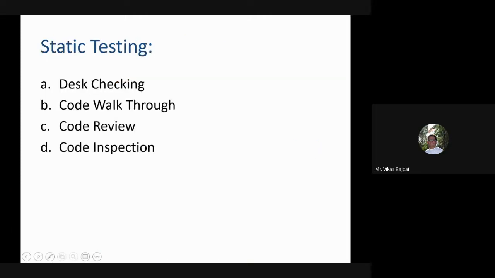So to start with, what we have is something which is called desk checking, and from the name itself, you might have got the idea that we'll be manually reviewing the source code of the program. So here, in case of static testing, we have desk checking, code walkthrough, code review, and code inspection.